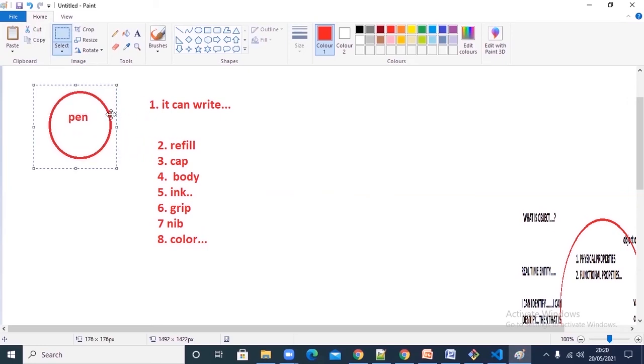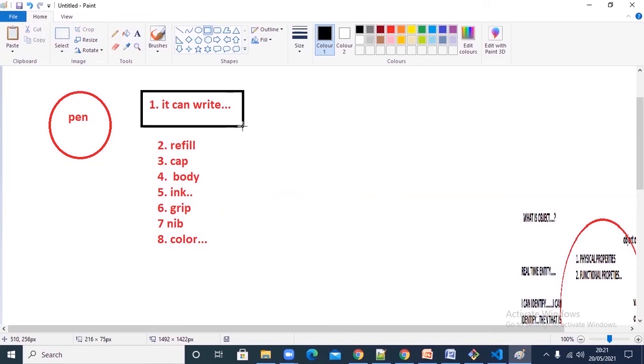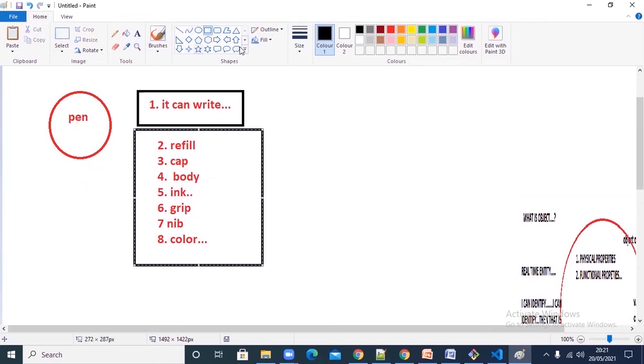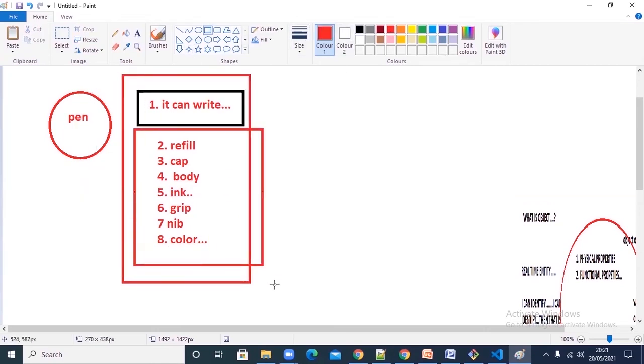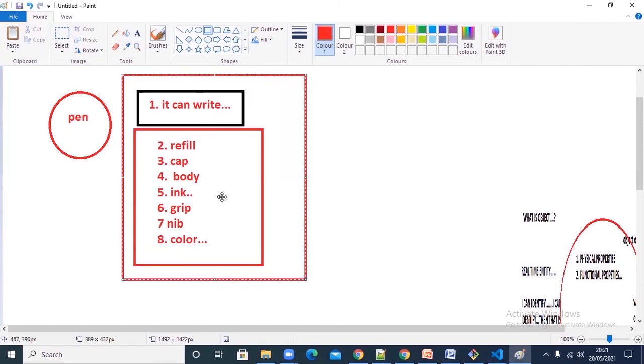When will it be an object? When there are physical and functional properties together. This is important. If both are together, then only it will become an object. It cannot be isolated at any time, even though they are different things.